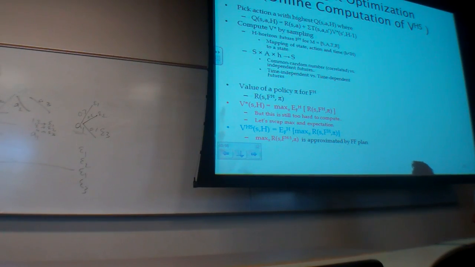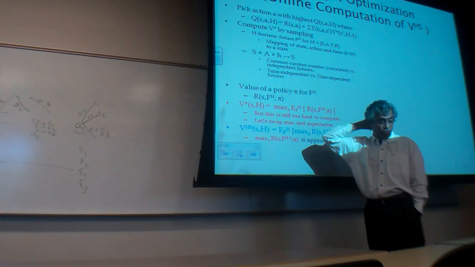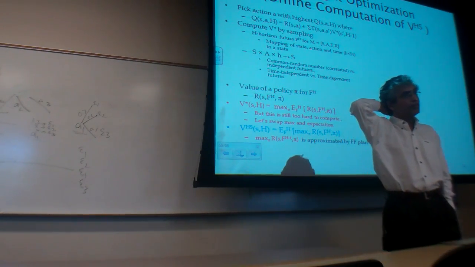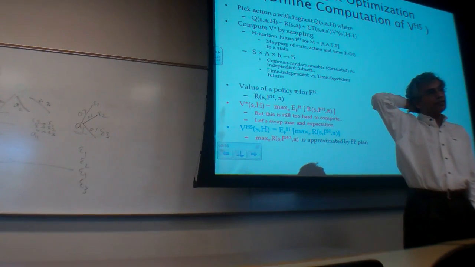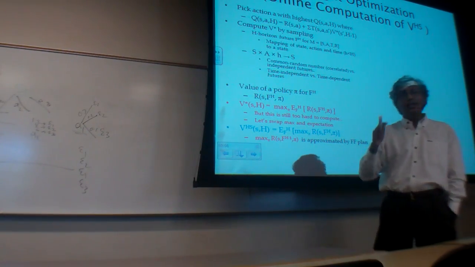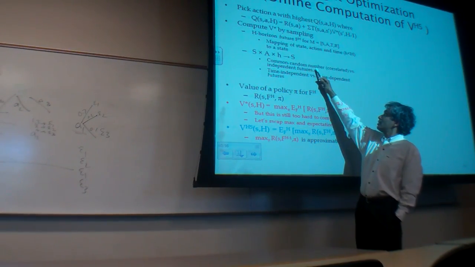Anyway, common random versus independent futures. What is the distinction? Yes, sir. One of them generates essentially the same random number at each time step for every action in every state. The other one generates a new random number for each action in each state at each time step. Exactly.